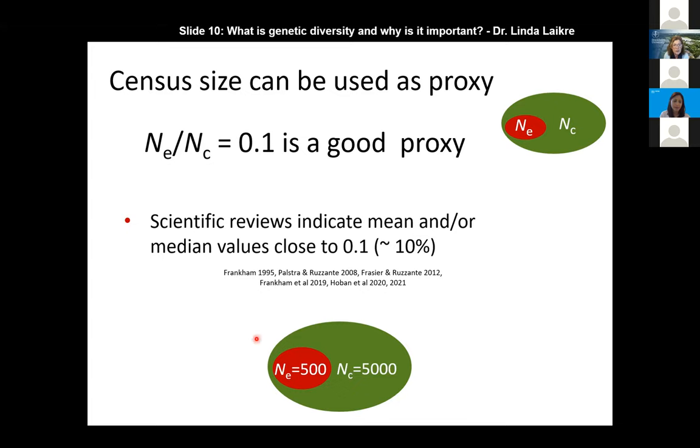So typically NE is 10% of NC, meaning that if we are to reach NE 500, we will need a census size of 5,000. So that's what we propose to use as a proxy.